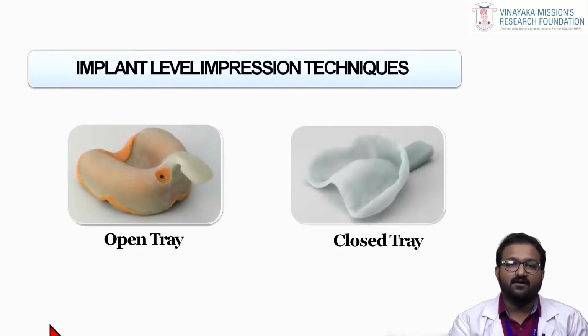So now coming on to the first classification of implant impression, that is your implant level impression techniques. In this method there are two types of impression: one is closed tray impression and the other one is open tray impression technique. Under implant level impression technique, what you are going to use is a transfer coping. You are not going to take an impression with the help of an abutment. You are going to take the impression with the help of a transfer coping only.